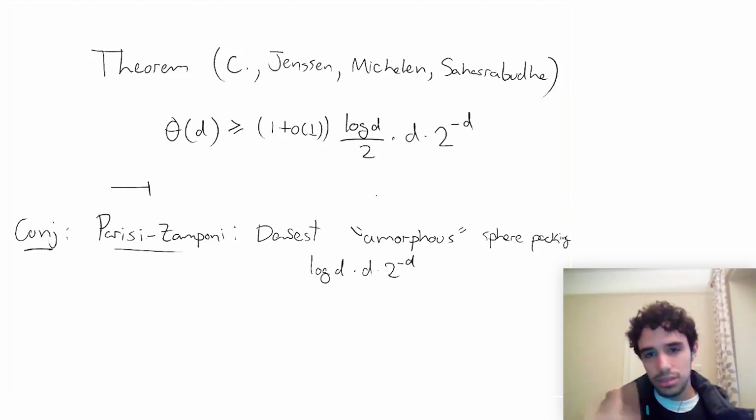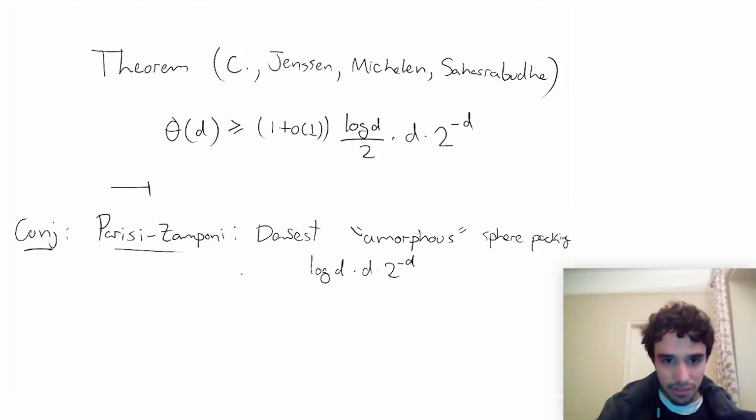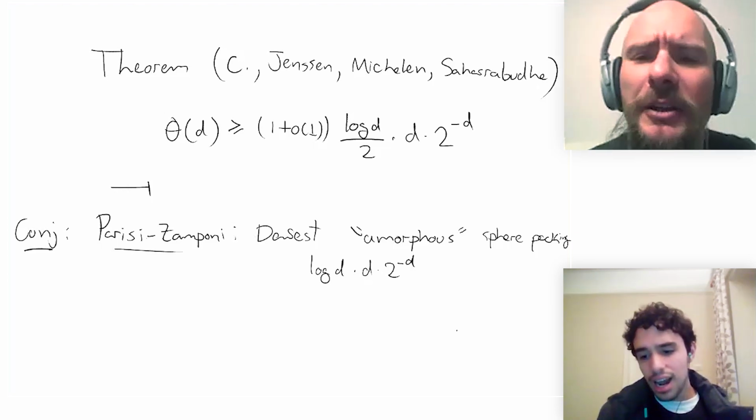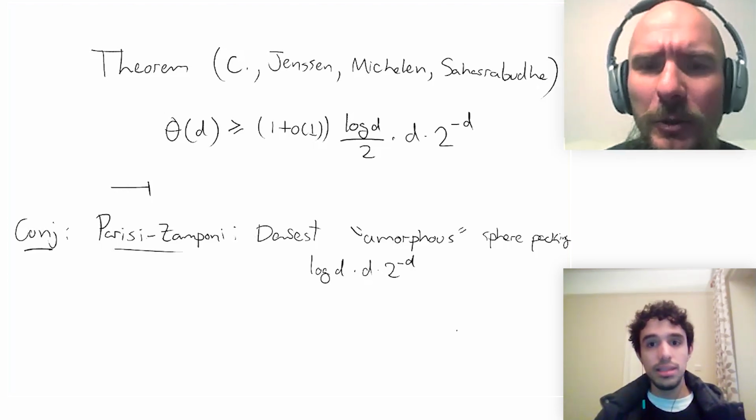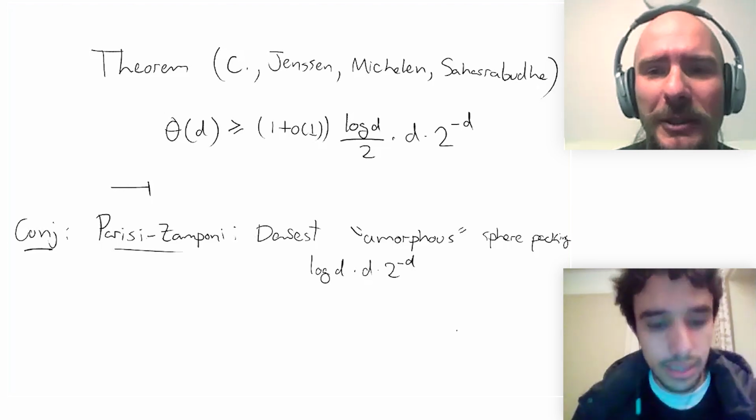And so it's a very interesting problem to try to attain the Parisi and Zamponi prediction, to obtain log d times 2 to the minus d. But will you give later the motivation for the conjecture? Yes. Why do they get this log d times 2 to the minus d?